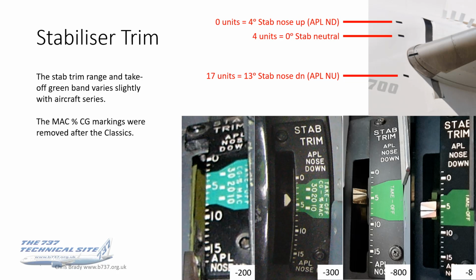You can see the correlation with the actual stabilizer position on the photo above. So 0 units is 4 degrees of stab nose up, in other words, aircraft nose down. 4 units is stab neutral, and 17 units is full stabilizer nose down, or in other words, aircraft nose up.